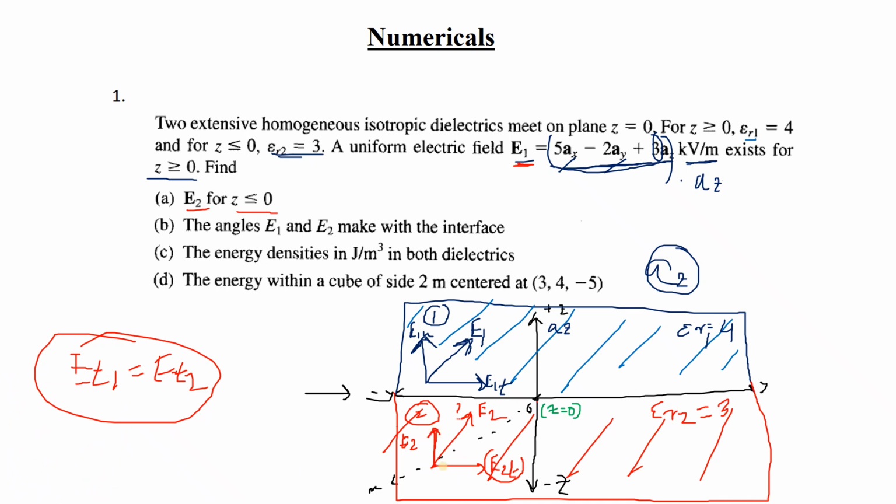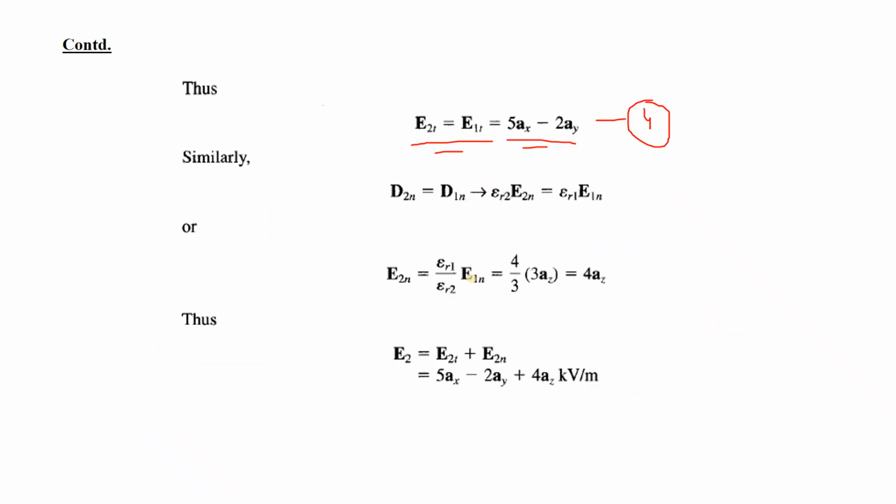Normal component we have not got, we have got the tangential component. तो इसको हमने निकाला है. अभी नॉर्मल कंपोनेंट को निकालना है, इसको निकाल लेंगे तो अभी हम E2 को निकाल पाएंगे.